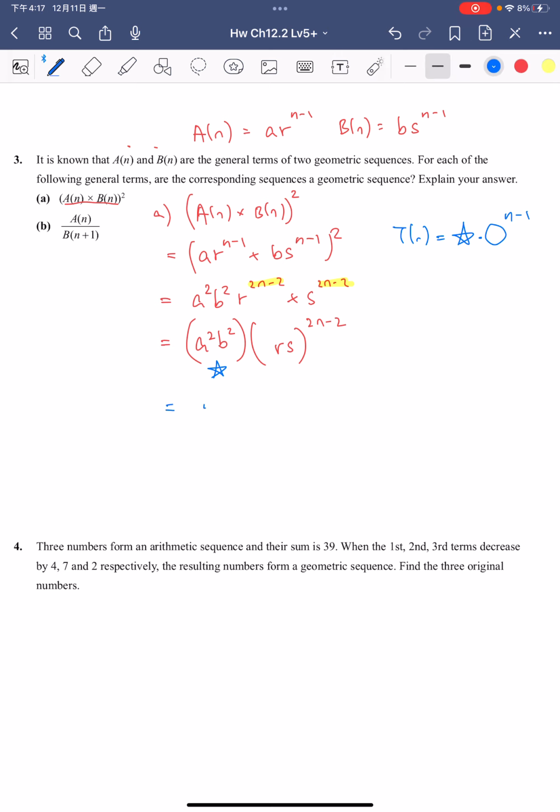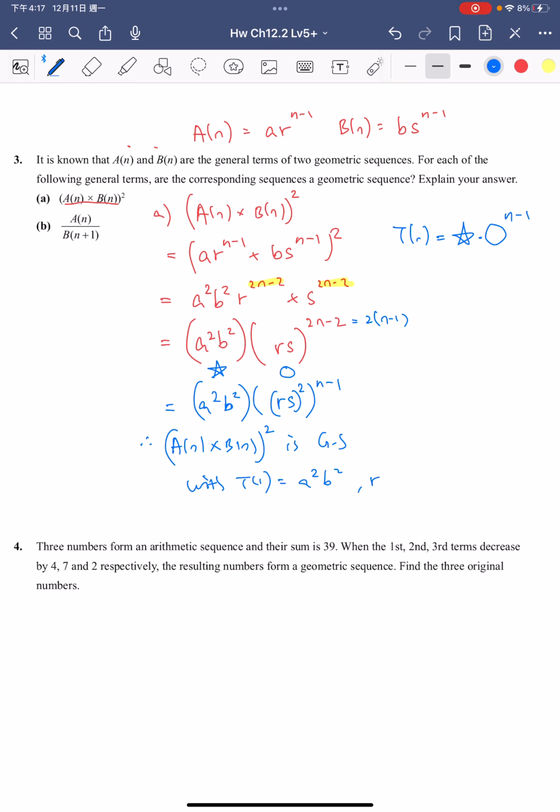It's not, because we can change it to a squared b squared times (rs squared), and then the outside to have this n minus 1 power, isn't it? Because 2n minus 2 is actually equal to 2 times n minus 1. And then we group this 2 to the power of rs. So we think of this whole thing as the circle. Okay? So we can say that a_n times b_n squared is a geometric sequence with the first term t1 equal to a squared b squared, and the ratio is equal to r times s squared. So that's for part A.